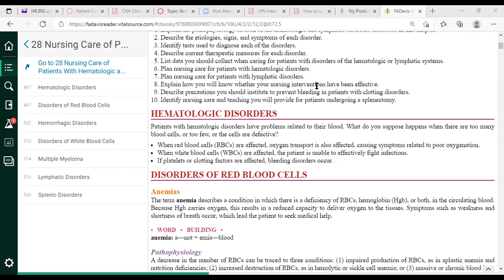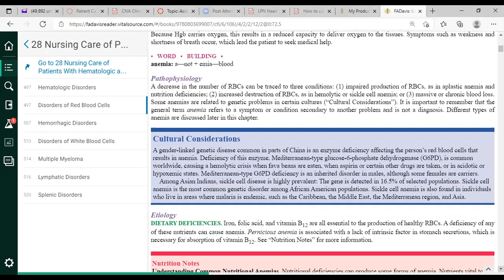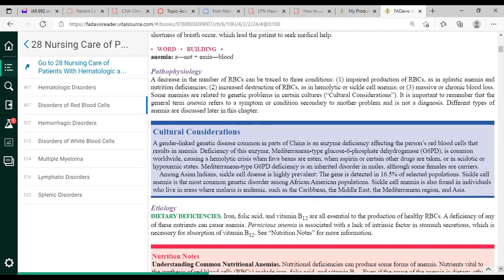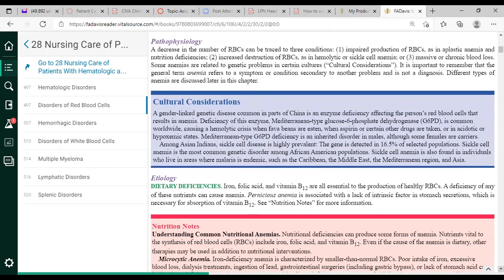So it talks about anemia. Anemia is when a patient has a deficiency of red blood cells or hemoglobin or both. And anemia is always secondary to something. It talks about the pathophysiology, the way the disease functions in the body. Patho means disease, physiology, function. The individual doesn't have enough blood cells, and something is causing that.